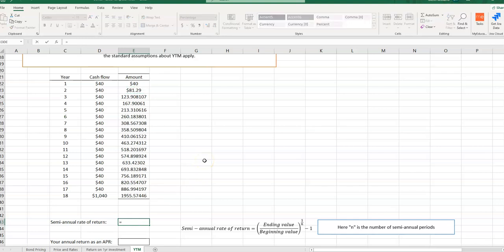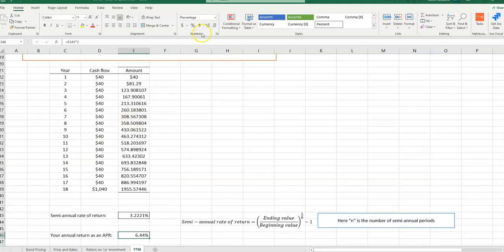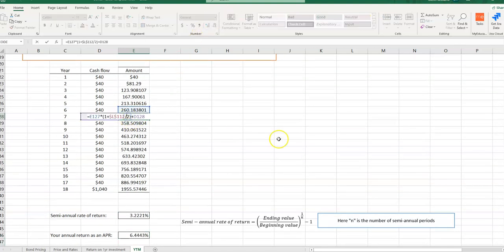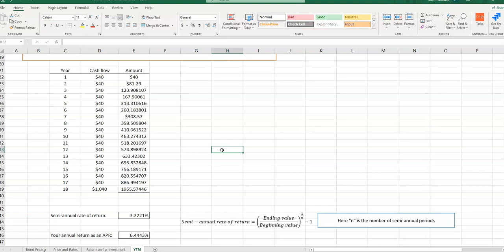So if I calculate the semi-annual rate of return, well, I ended up with that based on an investment of 1,105. It took me 18 periods to get there. Subtract 1, and I get that number. And if I take that times 2 to calculate the APR, I'll get 6.44. So this is just demonstrating the assumption you're making about the reinvestment rate in the future when you calculate the yield to maturity. All right, so that's it on yield to maturity. I'll leave it there.